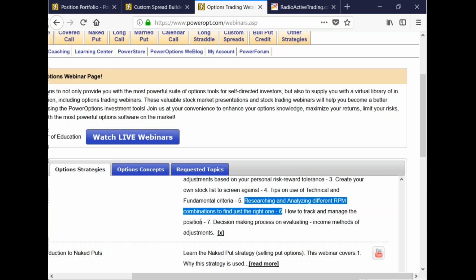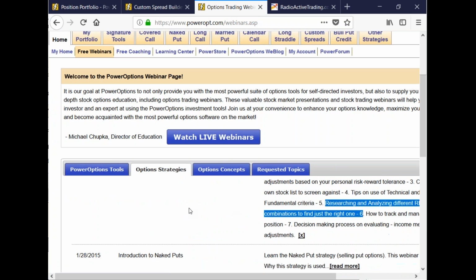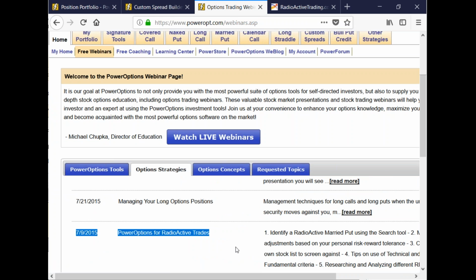So if you have time over the weekend, just go to webinars.powerop.com/webinars.asp, click on Option Strategies, 7/9/2015, Power Options for Radioactive Trades.